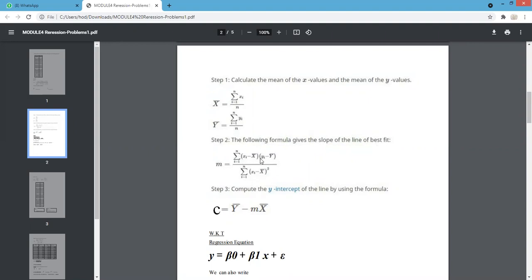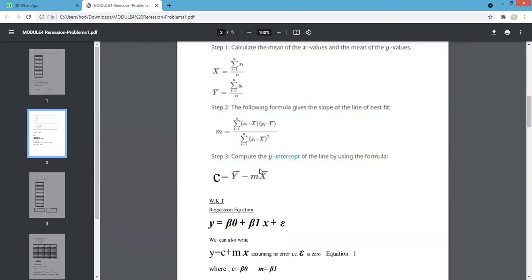So x and y are given, you find out x bar and y bar, then you substitute these in this particular formula and you get the slope. Now the next thing is to compute the y intercept of the line. You use the formula c is equal to y bar minus m x bar.